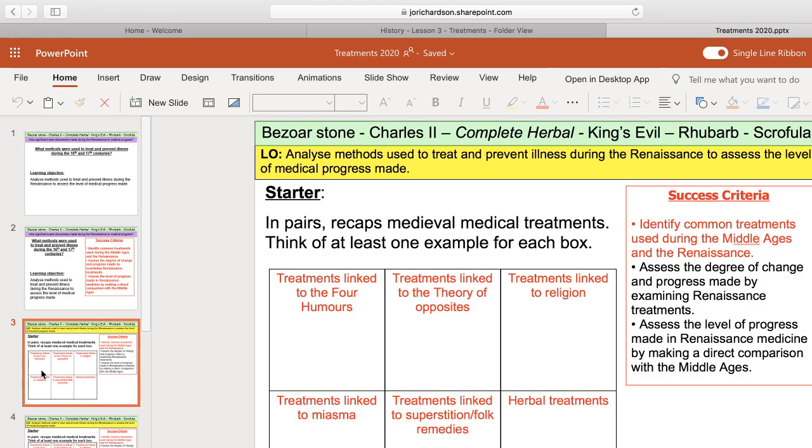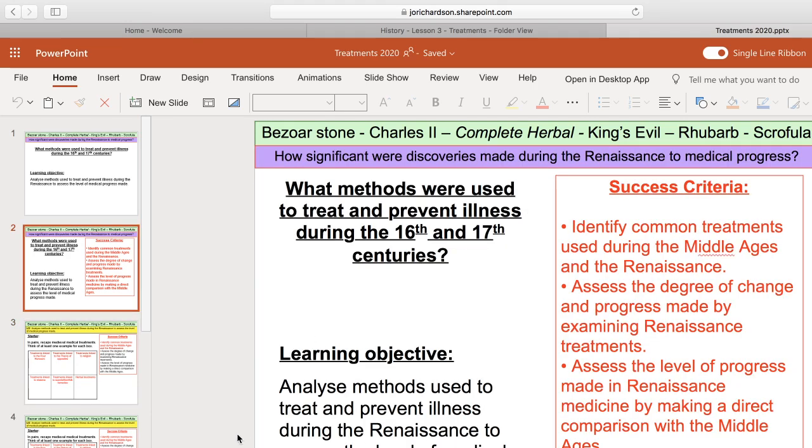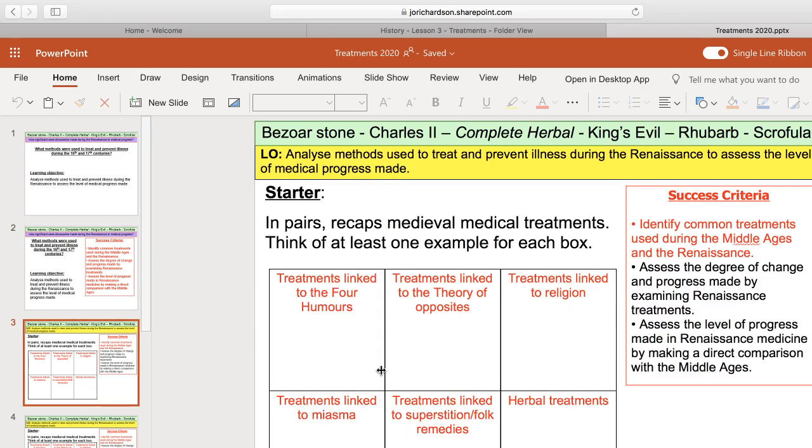So what I'd like you to do first is, in a second, I'm going to ask you to pause the video. And what I want you to do is to literally recap medieval medical treatments, because we can't really be assessing the level of medical progress if we don't know what we're comparing to. We can't understand progress without comparing it to the previous time.